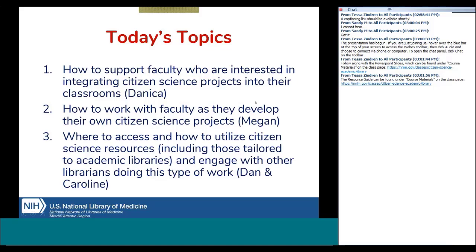One of the areas NNLM has been working in for the past few years is citizen science and crowdsourcing. Last week, our speakers covered what citizen science is, how academic librarians can work to support faculty and students who are using citizen science in the classroom, and where you can learn more about citizen science and how to get started. This week, we're going to take a look at how to support faculty who are interested in integrating citizen science into their classrooms, how to work with faculty as they develop their own citizen science projects, and where to access and how to utilize some more resources and engage with other librarians doing this type of work.